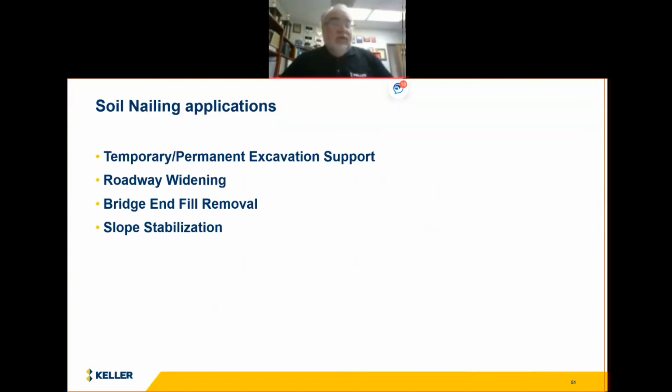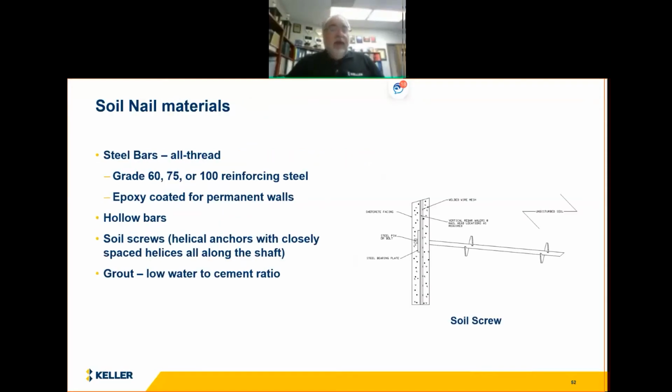So it's good for a lot of different excavation support options or projects, roadway widening, infill removal, and of course slope stabilization that we're talking about today. For the soil nail materials themselves, we use all thread bars, but they're typically lower strength bars than those big grade 150 pre-stressing bars that we use in tiebacks. They're grade 60, 75, some are 90, 95, 100, etc., offered by different manufacturers. They're all thread, so you can put a nut on the end.